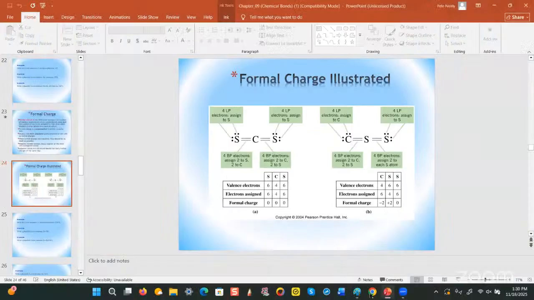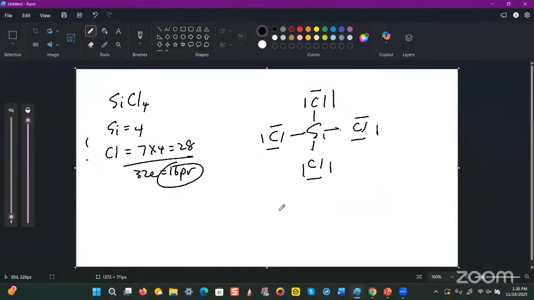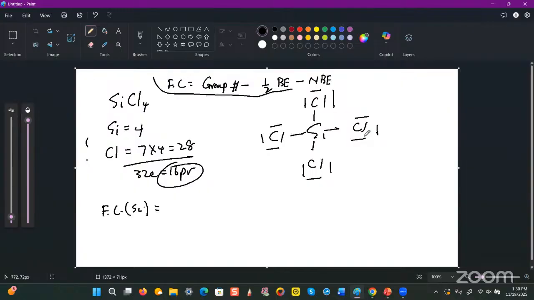Let me go back to this right here. This is what we got in the final answer. If I were to calculate the formal charge of silicon, based on the formula, let me write down the formula here to remind you. Formal charge is equal to the group number minus half the number of bonding electrons minus the number of non-bonding electrons. That's the formula we're using.